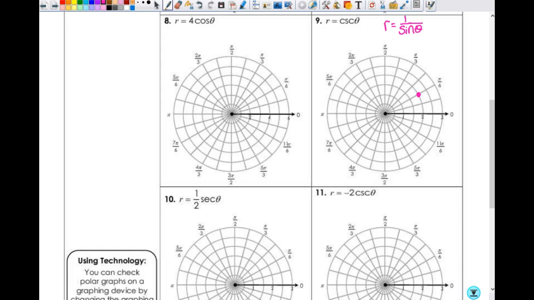What's the sine of pi/2? 1. What's the reciprocal of 1? 1. Okay? So at pi/2, I'm still at 1. So I plot 1. So 2pi/3, that's the square root of 3 over 2 again. We're going to see if we can skip it and get away with it. And then we're going to move on to 5pi/6. What's the sine of 5pi/6?